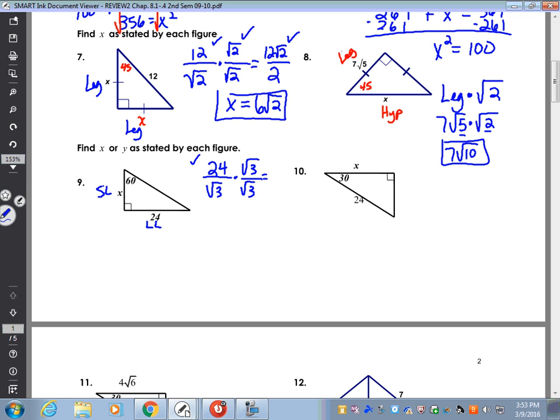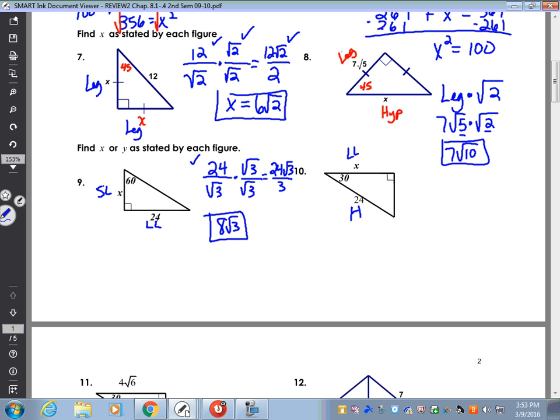And we're going to simplify. The top would be 24 square root of 3. The bottom would be just 3. 24 divided by 3 would give you 8 square root of 3. And that would be your short leg. That's all they're asking.